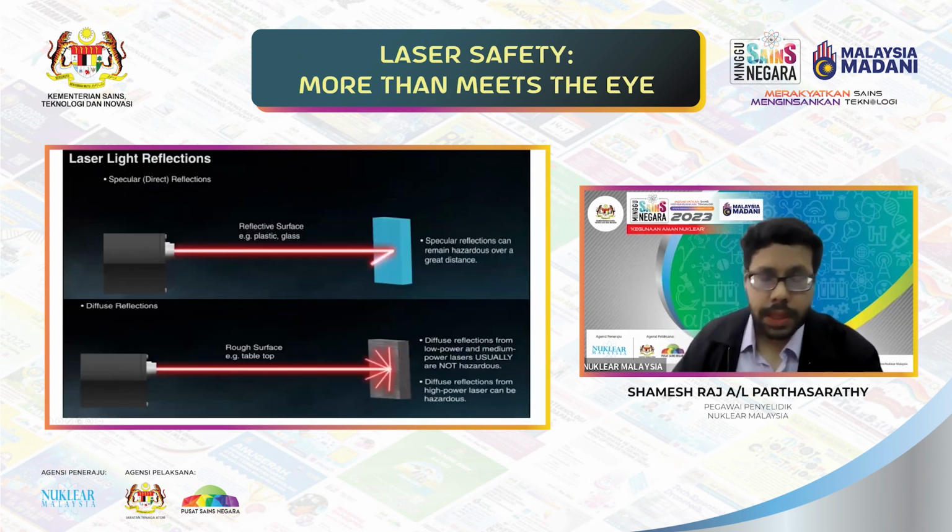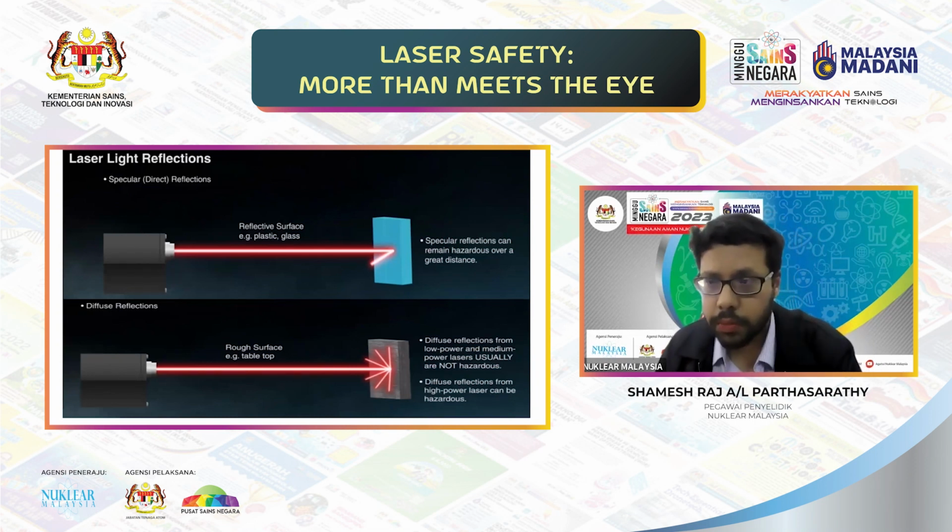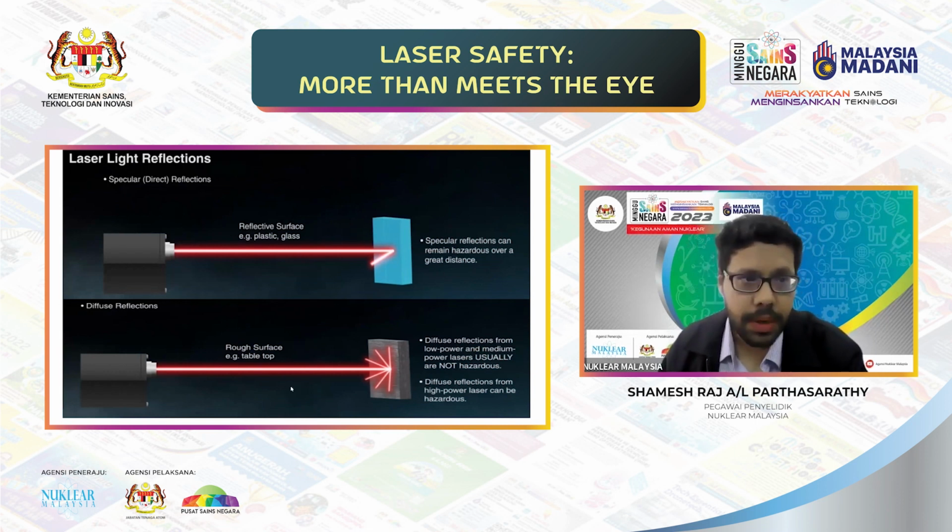All right. This particular slide summarizes the characteristics of lasers that we need to know in order to do the laser hazard assessment, right? There are two types of reflections. The first is the specular, or direct reflection. Technically, a specular reflection is when the laser beam goes directly and hits a reflective surface, for example plastic, glass or a steel material. Specular reflections can remain hazardous over a great distance.